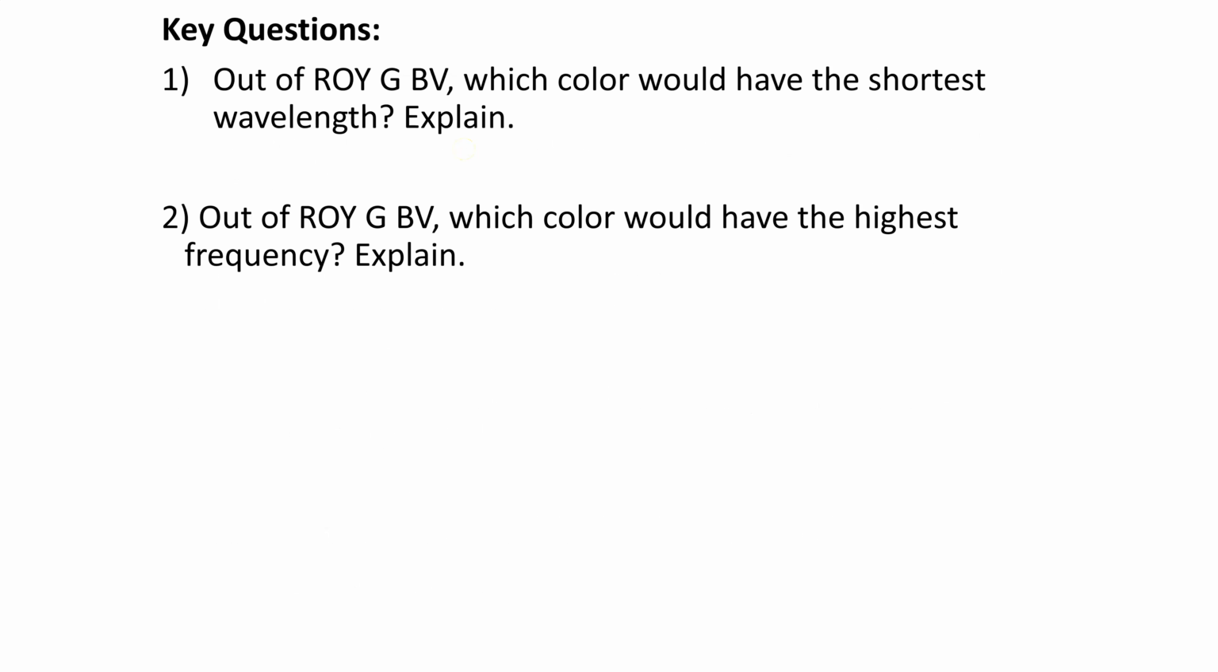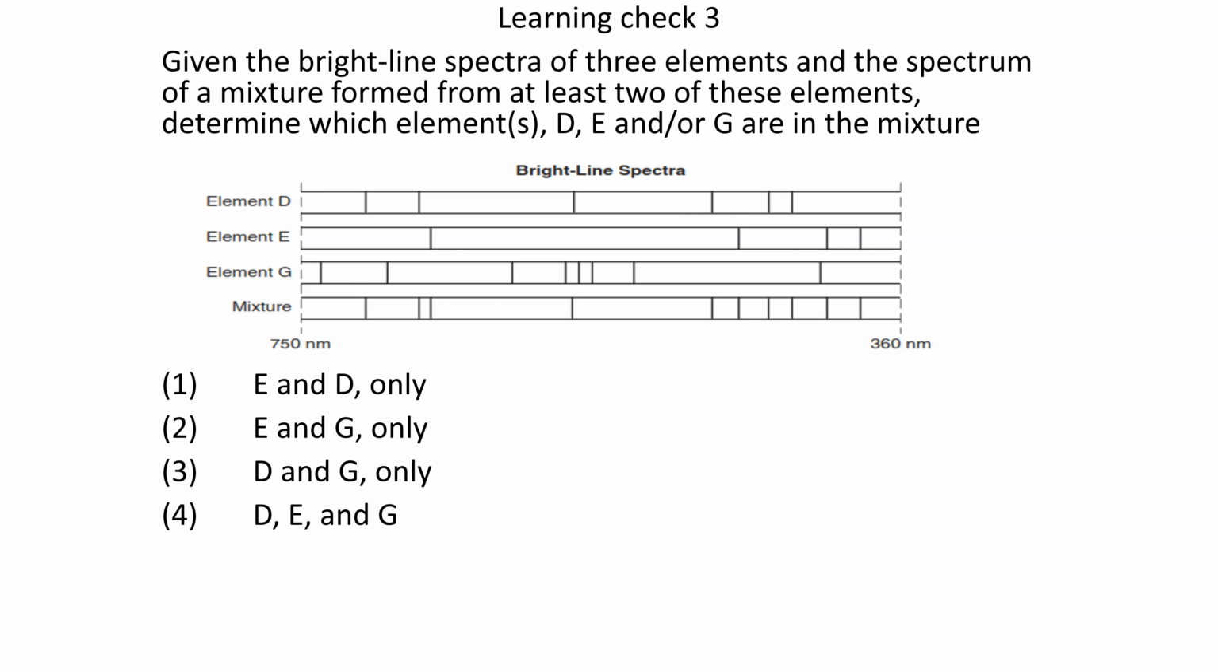All right, out of RGB, which color would have the shortest wavelength? Well, shortest wavelength would be the highest energy. That should be violet. Out of RGB, which color would have the highest frequency? Still violet, because that's going to have the shortest wavelength. Remember, there's an inverse relation between wavelength and frequency. The shorter the wavelength, the higher the frequency, and vice versa.